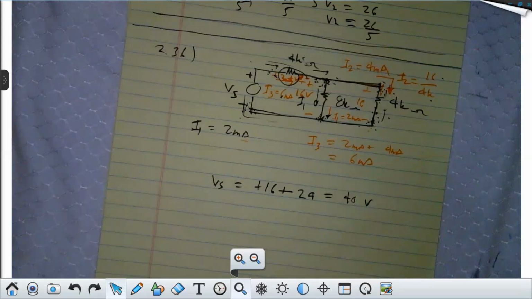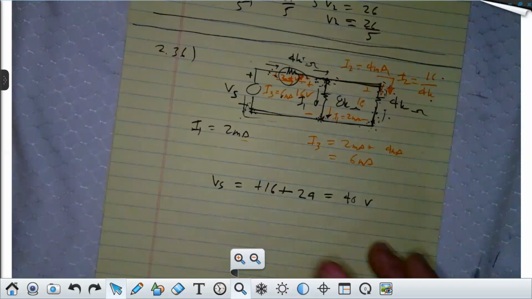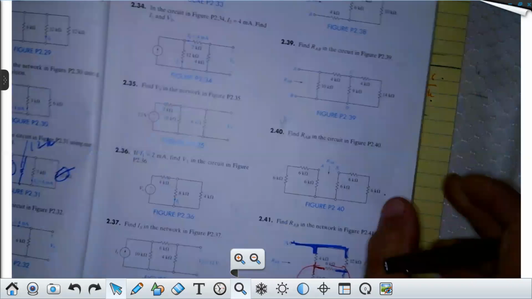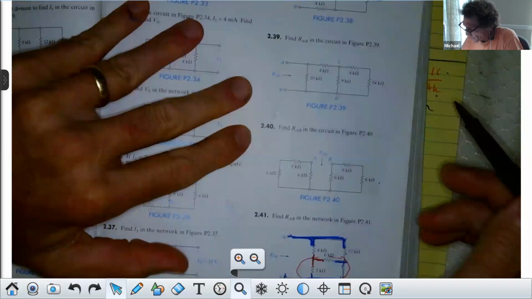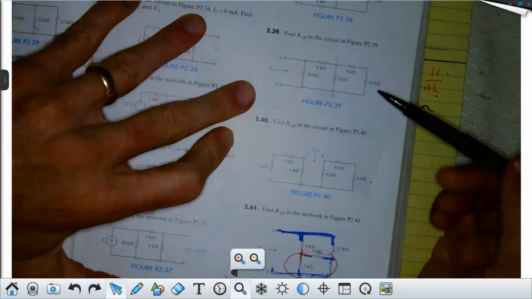Was that what question 2.39 was asking? Because I couldn't tell. Okay, would you mind going over that? I'll tell you what I'm going to do. I'm not even going to bother rewriting, I'm just going to show you this. All right, is this okay? Now just look.